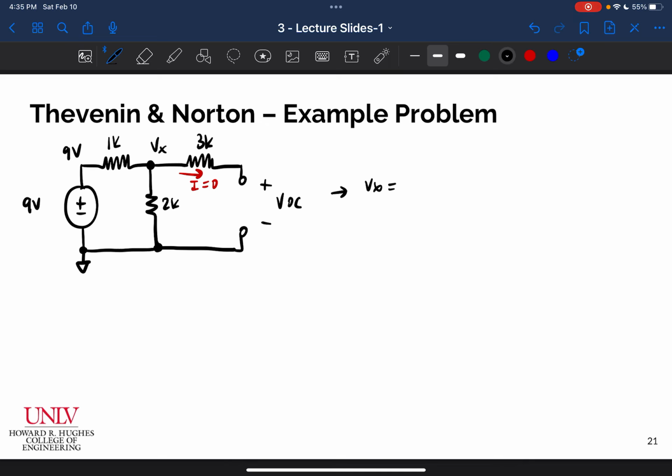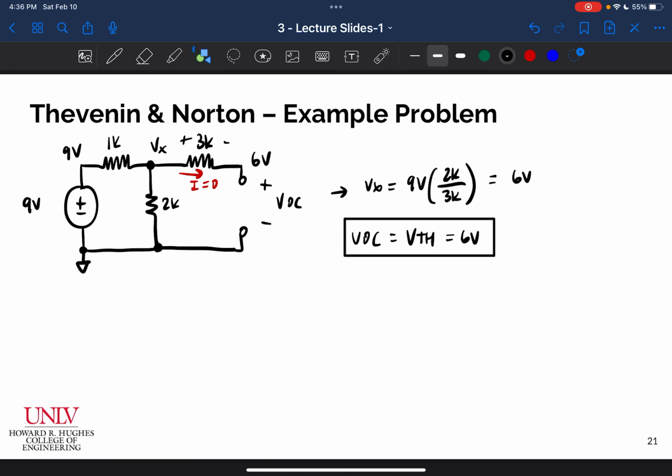Vx is equal to 9 volts multiplied by 2K divided by 1K plus 2K, which is 3K, or 2/3 of 9 volts, which gives me 6 volts. Okay, so that's going to be my Vx, which, again, I have no drop across my 3K, gives me 6 volts here. So my open circuit voltage, which is my Thevenin voltage, is 6 volts. Okay, so I found my Thevenin voltage.